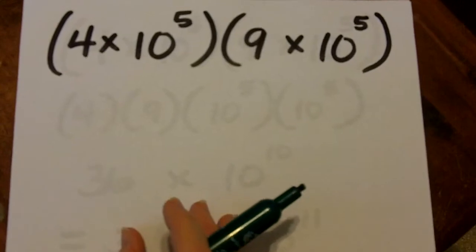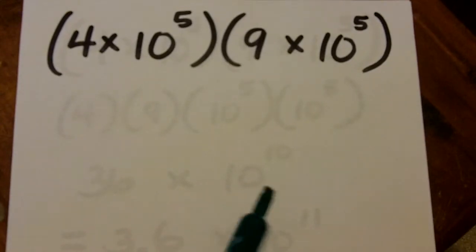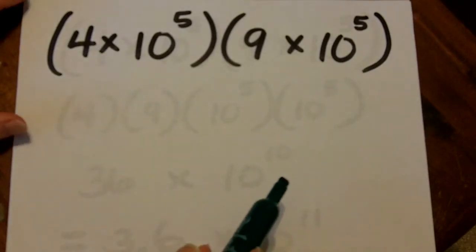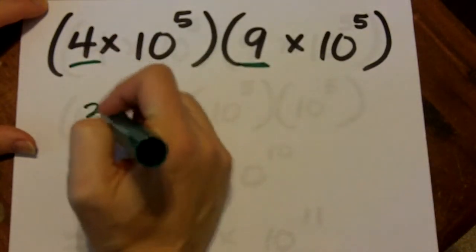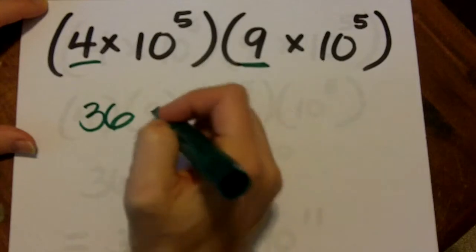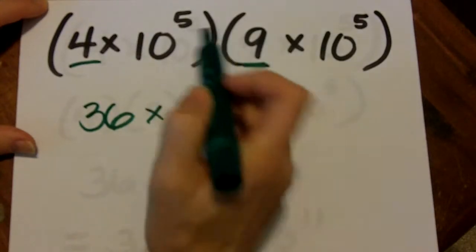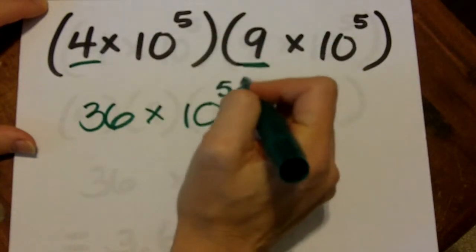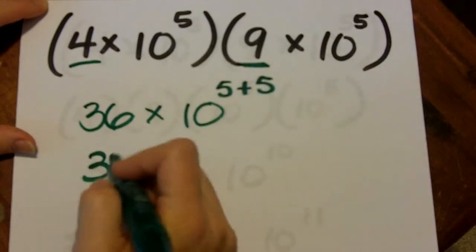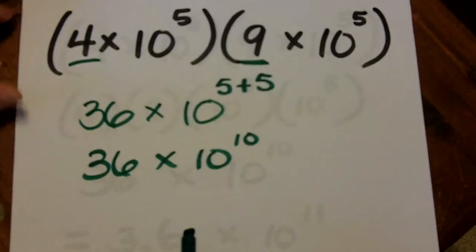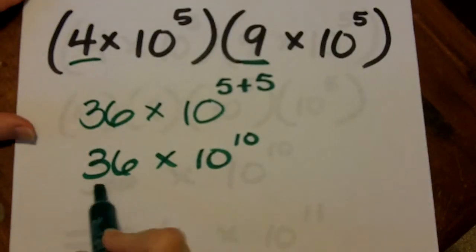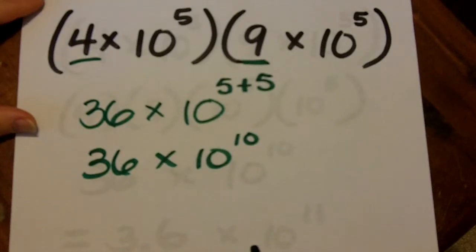However, if you had this problem, 4 times 10 to the 5th, times 9 times 10 to the 5th, you would take your 4 times 9, and you would end up with 36, times your base of 10, and then your exponents, 5 plus 5, or 36 times 10 to the 10th. Now, I know it's beautiful, but it is not perfectly correct, okay, because this is not in proper scientific notation form.